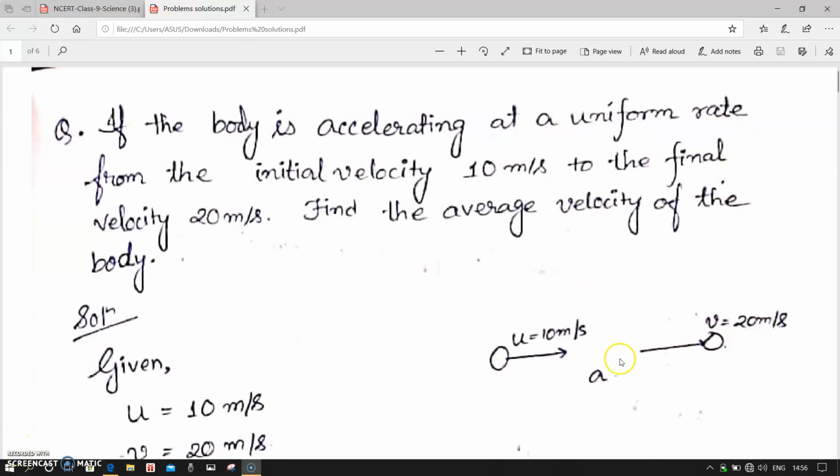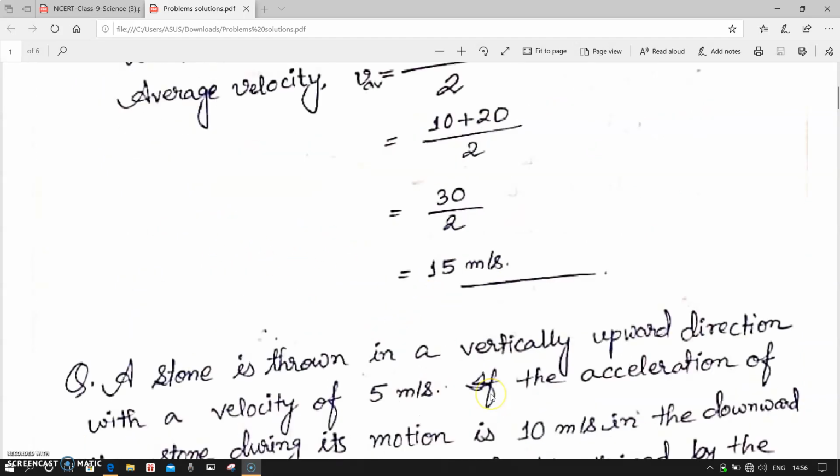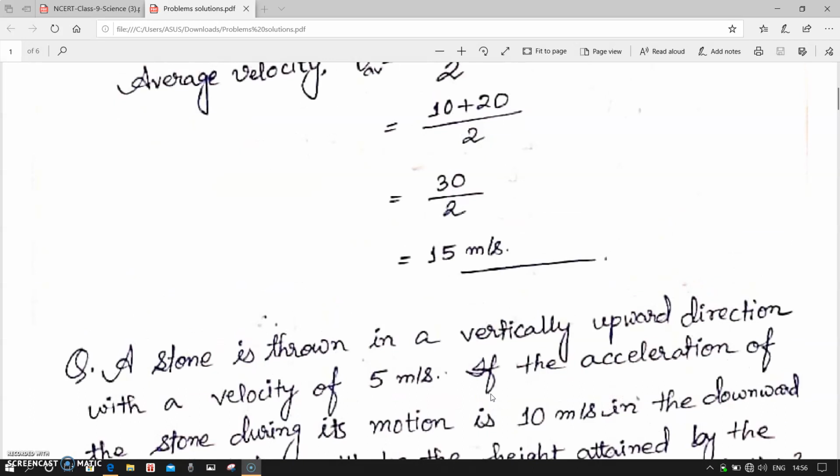So we have drawn the picture here. This is the starting velocity of the object, which is u is equal to 10 meter per second, and finally the body reaches the final point at 20 meter per second. So you have to write the given: u is equal to 10 meter per second, v is equal to 20 meter per second. We know the average velocity formula. V_av we use to represent average velocity. V_av is equal to (u plus v) divided by 2, which is (10 plus 20) divided by 2, which is 30 by 2, which is 15 meter per second.